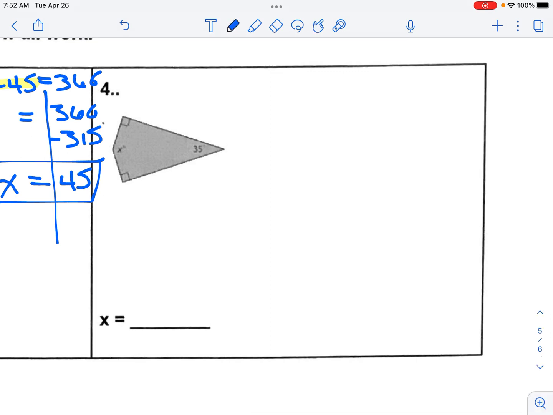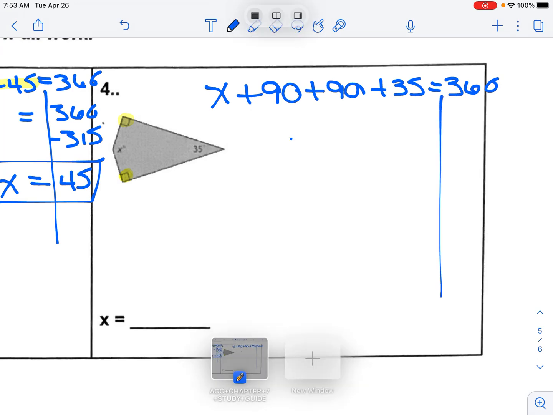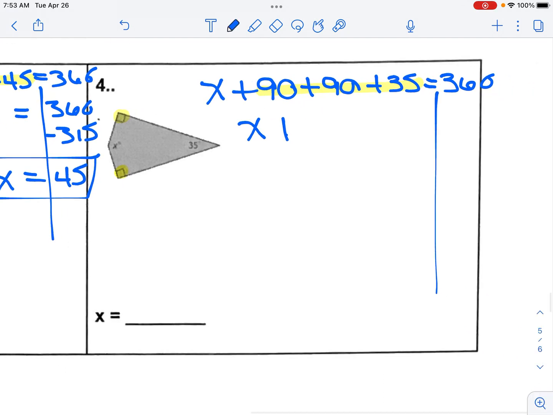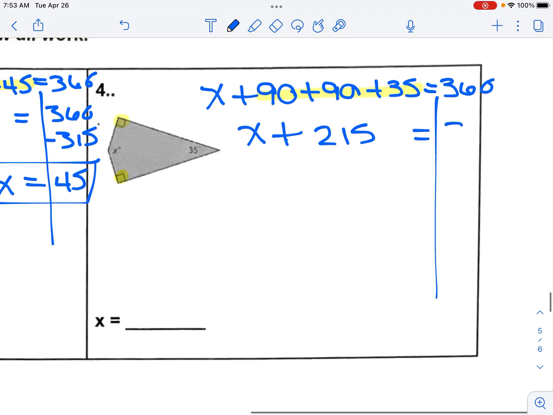All right, so I have a 90-degree angle here and a 90-degree angle here. So I have X plus 90 plus 90 plus 35 equals 360 degrees. You can use your calculator to help yourself with the math, but you still have to write on your paper everything that you're doing. So you're going to show me that you've added those together, and the sum of 90, 90, and 35 is 215.